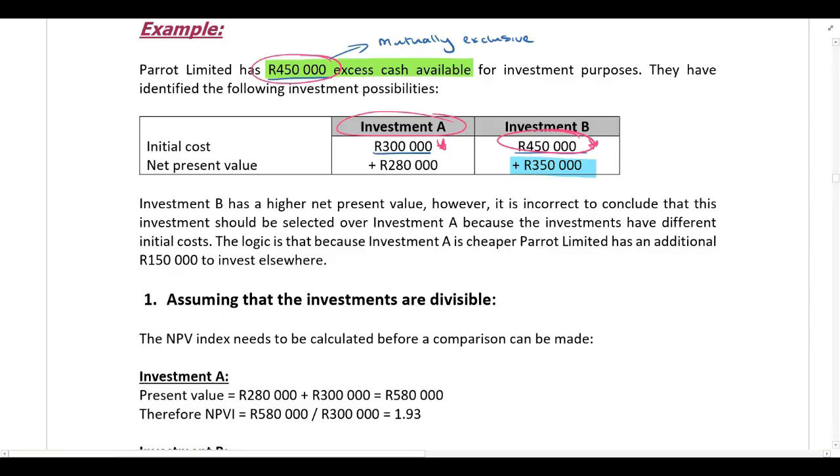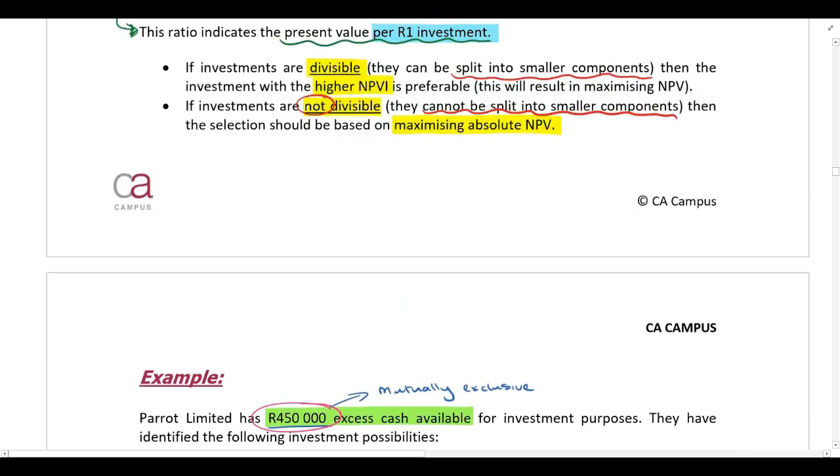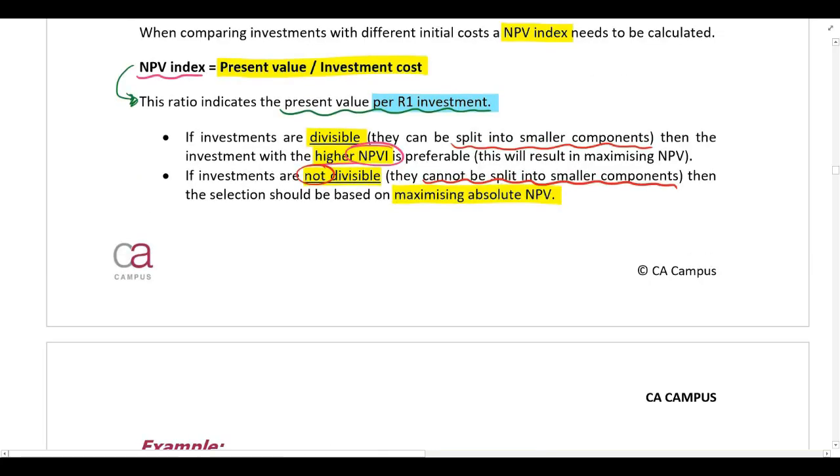Now, guys, I said to you the calculation is going to depend on whether these investments are divisible or not. So first, I want you to assume that the investments are divisible. So if we go back to the previous page, if the investments are divisible, that means they can be broken up into smaller components. And I'm going to then calculate the net present value index and select the alternative with the higher net present value index. How do I calculate my net present value index? I take the present value and I divide by the investment cost.